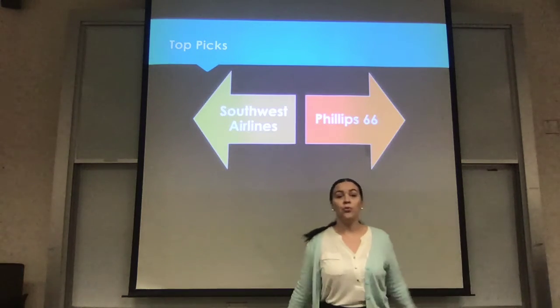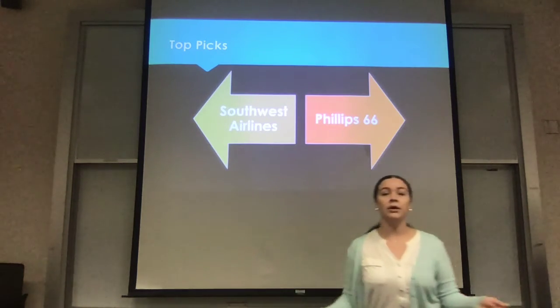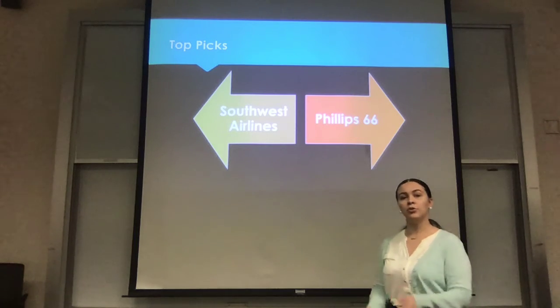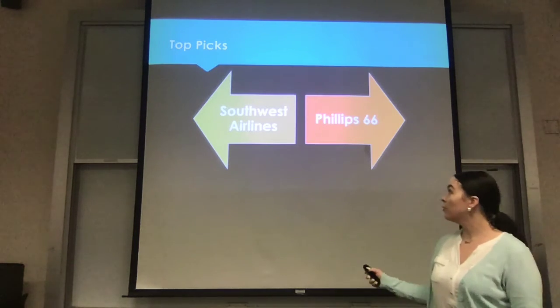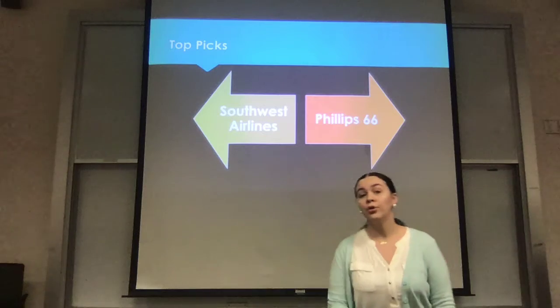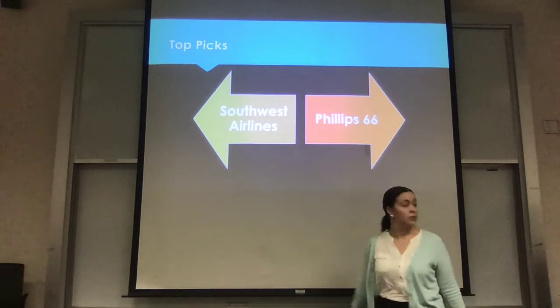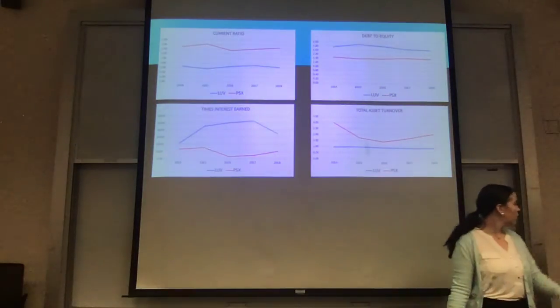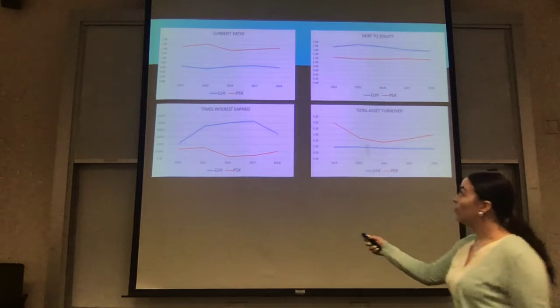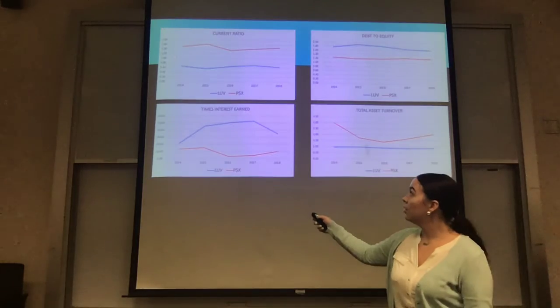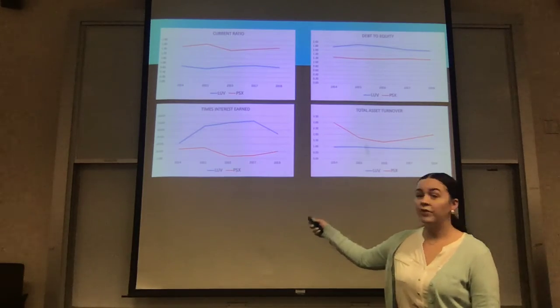Now, after going through each of these ratios, comparing them over time and to each other, my two top picks were Southwest and Phillips. So now we're going to compare those two companies to each other. Okay, if we look at the current ratio, right here, the top line is Phillips.